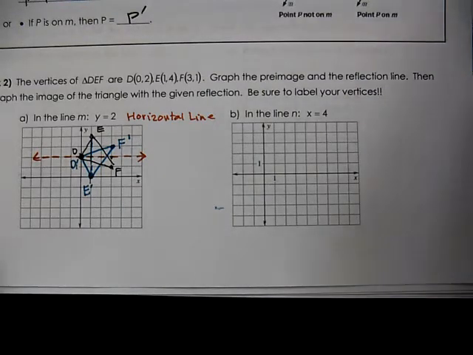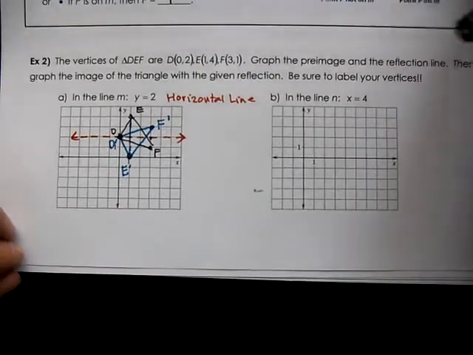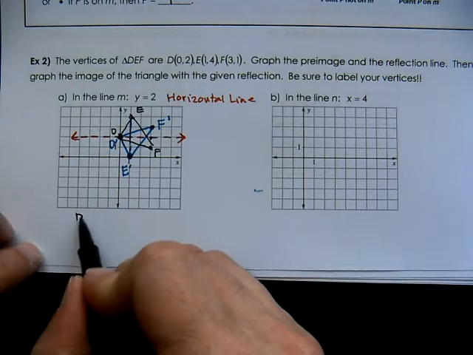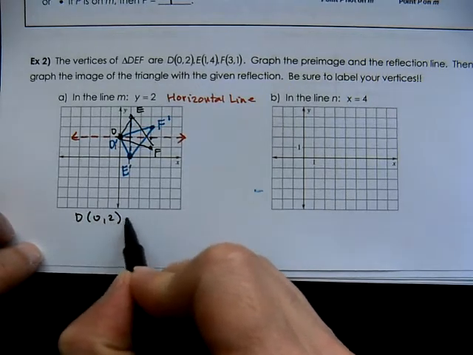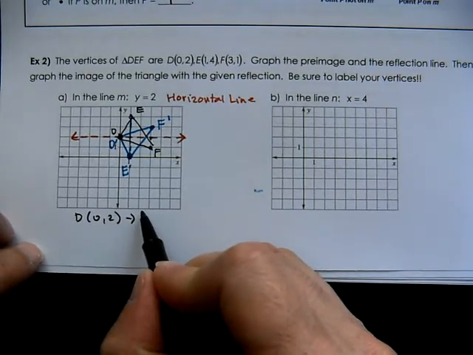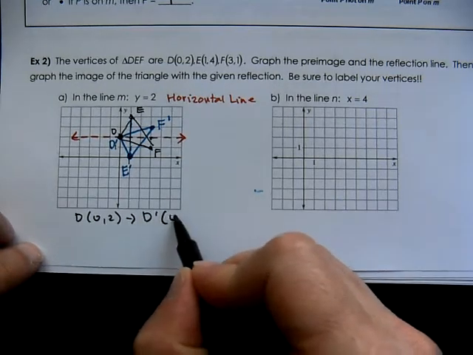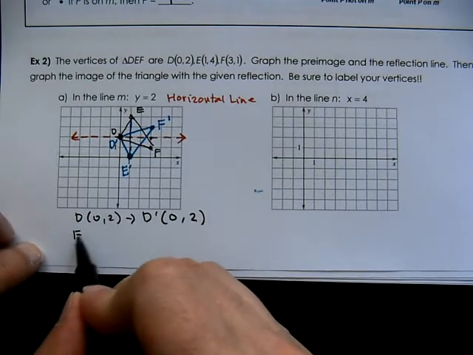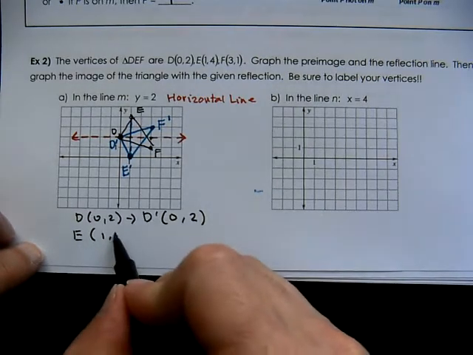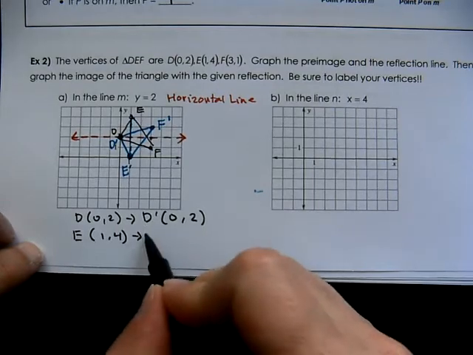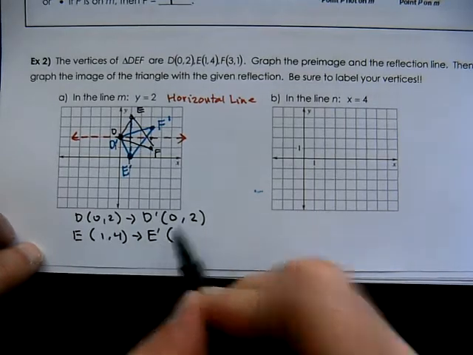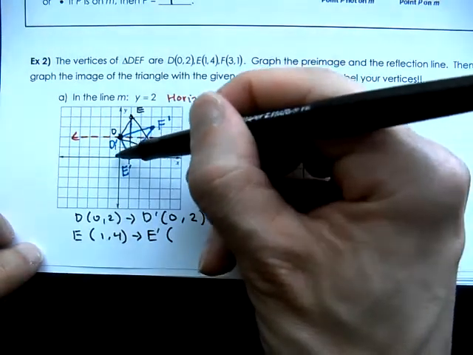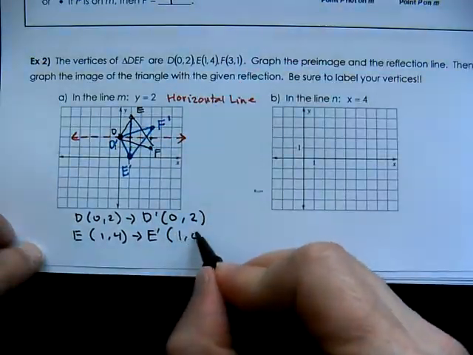Some of the problems that you'll be doing for homework will have you then write down the coordinate points. So for example, here is D, which is at 0, 2. We applied the reflection, and D prime is located also at 0, 2. Point E was located at 1, 4. So after the reflection, E prime is located at, so always go back to the origin to check to see where your new points are, and this is 1 to the right, so it's 1, 0.